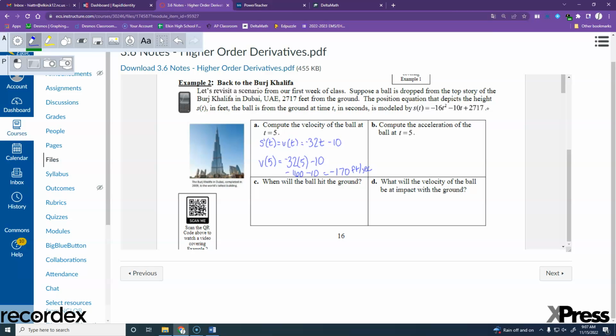Okay. Next, they ask us to compute the acceleration of the ball. So if our velocity is -32t minus 10, we need to take the derivative of our velocity, or if we wanted to, we could call this s double prime. It's the second derivative of position, right? What is the derivative of the velocity? -32, right? So v prime of 5 is -32 feet per second squared.